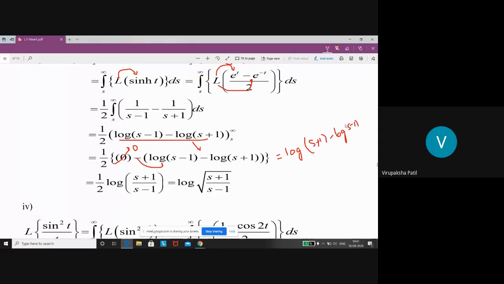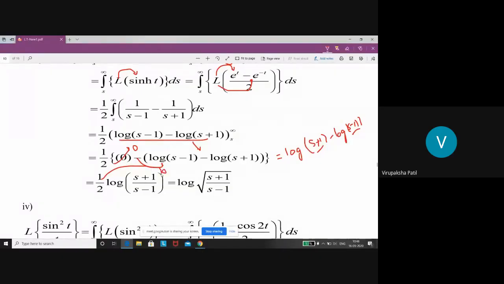Am I right? So using the properties of logarithm, treating this as a, treating this as b, you can write this as 1 by 2 times log of s plus 1 divided by s minus 1. Property of logarithm, take this 1 by 2 to the power here. It becomes a log of s plus 1 divided by s minus 1 raised to 1 by 2, which can be written as a log of the square root of s plus 1 divided by s minus 1.